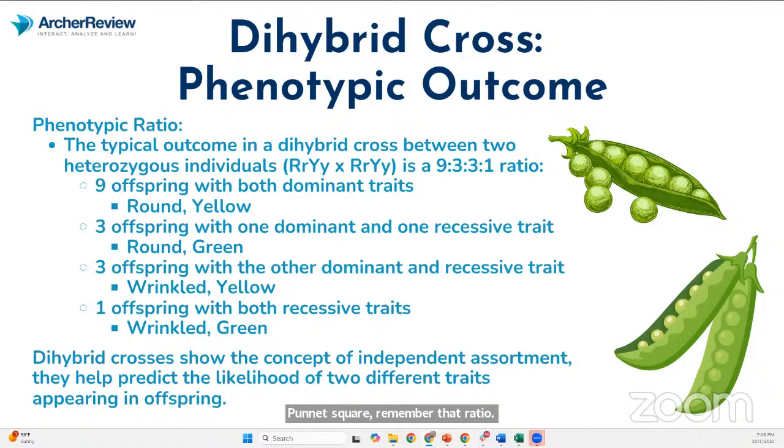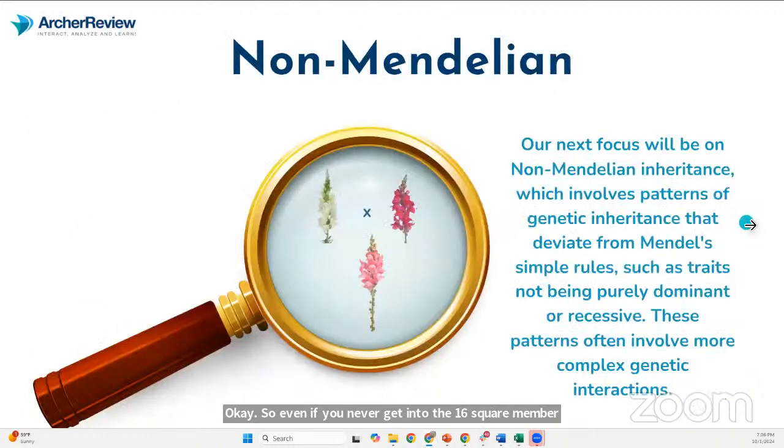And the 9 is that the offspring will have both dominant traits. The first 3 is that the offspring is going to have one dominant trait with one recessive trait. Same thing with the next 3, that we're going to have a dominant trait with a recessive trait. And then the single one in that ratio is both recessive traits. Okay, so even if you never get into the 16 square Punnett square, remember that ratio. Just completely memorize that, and that will make your life so easy when it comes to testing.